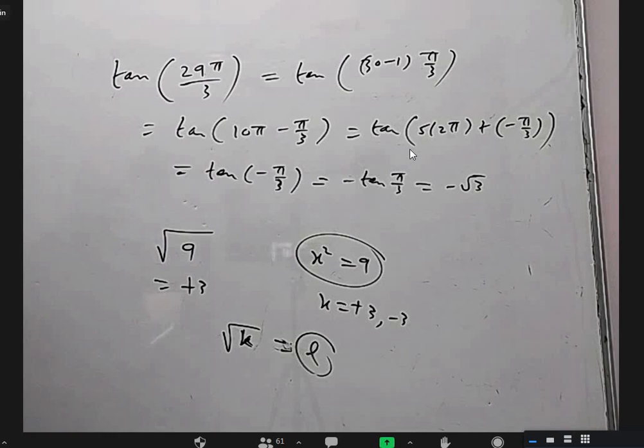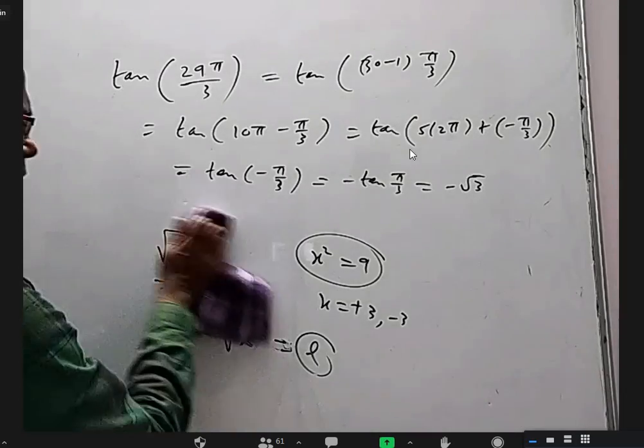Sir, for root of minus 9 also plus 3 only? No, root of minus 9 is not defined. Square root of a negative number is not defined in real numbers, it is a complex number.